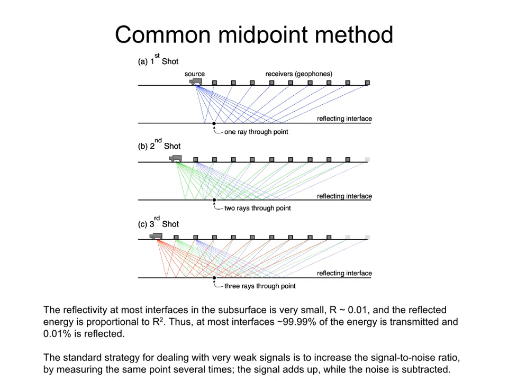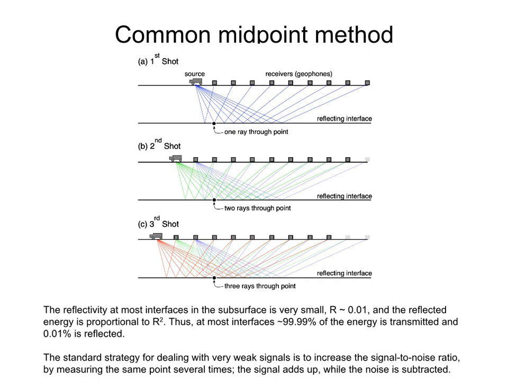There are twice as many common midpoints as there are receivers on the ground. As the source advances in the direction of the profile, each midpoint is sampled multiple times. In a complete survey, the number of traces through a midpoint is equal to half the number of receivers. Most seismic surveys use at least 96 receivers. Therefore, the number of traces through any midpoint is 48.